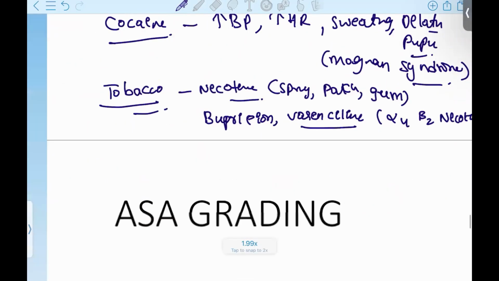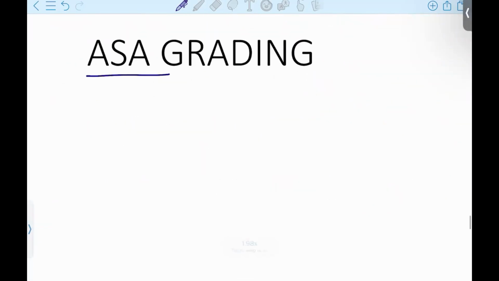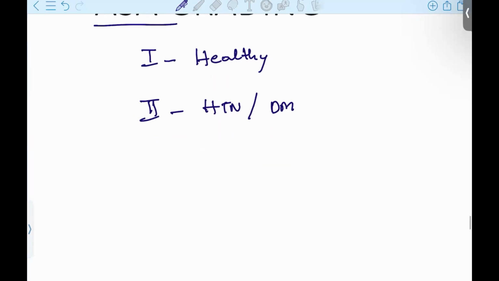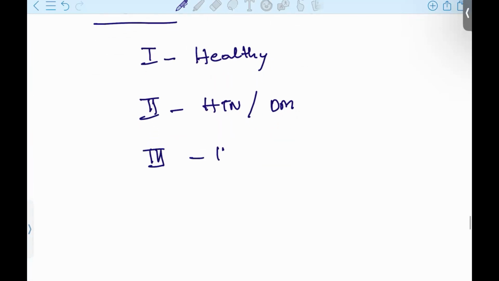Next, moving on to the anesthesia topics, ASA grading. Grade 1 will be a healthy patient, no disease. Okay, grade 2, the patient is having hypertension or some other disease like diabetes mellitus. And grade 3 will be hypertension along with severity present in this patient. Okay, next grade 4, this patient is likely to be having a threat to life.